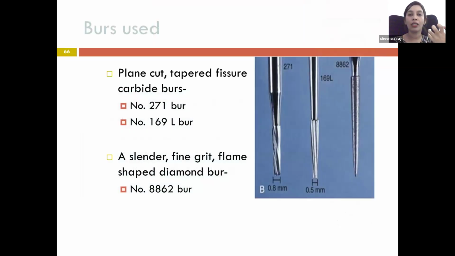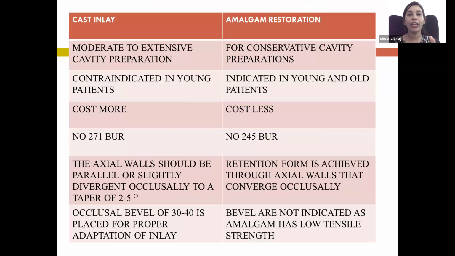Now you have to know what burrs are used. Normally a number 271 burr, 169 burr and 8862 burr are used. So I have given a difference. This will be very helpful for you to write your exam. Sometimes the question might be, what are the differences between a cast inlay and an amalgam restoration? See, for cast inlays, we know very extensive preparation is there, right? But amalgam is a conservative preparation.